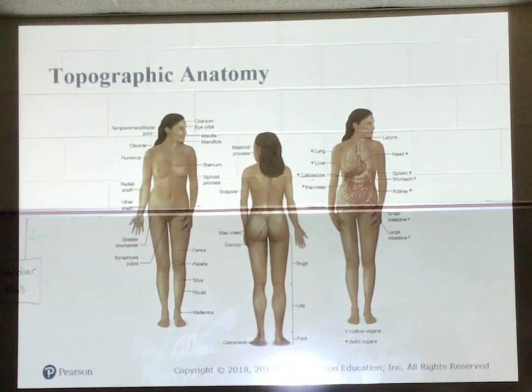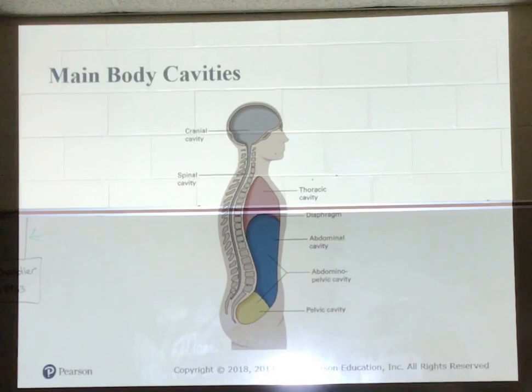You kind of need to know these too, where all the major bones and organs are. You get plenty of work on this with the handouts that are mandatory. The handouts are mandatory. All right, you have a cranial cavity, spinal cavity, thoracic cavity. The diaphragm separates the thoracic cavity and the abdominal cavity. Then you have a pelvic cavity. Okay.